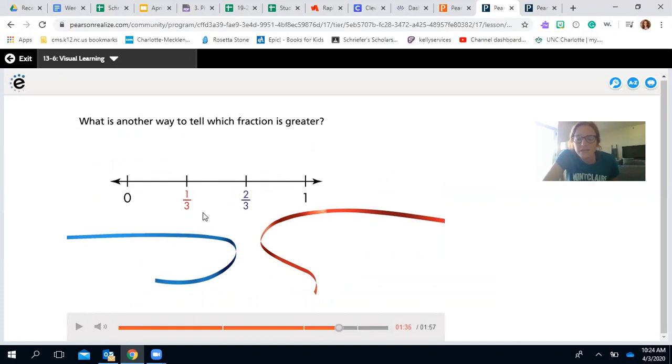So another way that you could tell which fraction is greater, since the denominators are the same, you can look at the numerator. Here in 1/3, I only have 1 part out of 3. In 2/3, that means I have 2 parts out of 3. Which is more, 1 or 2? Think about it this way. Would you rather have 1 piece of pizza or 2? I would rather have 2 pieces of pizza because that's more.